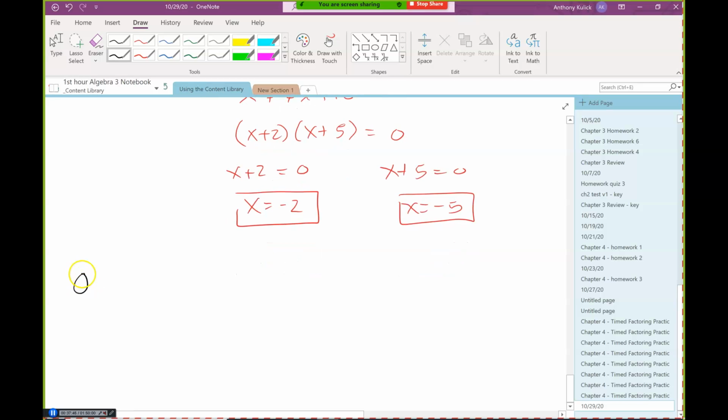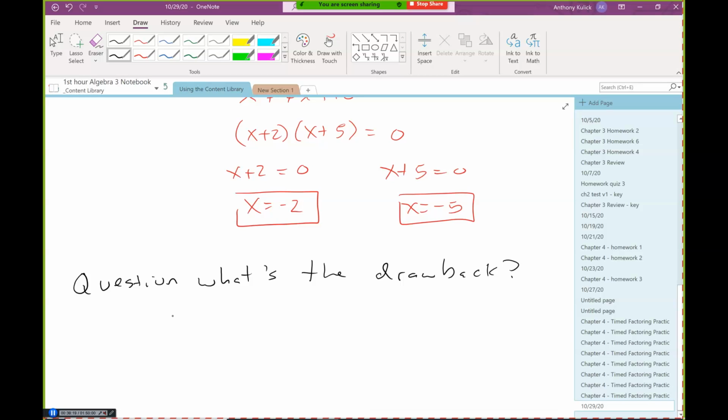That's good. Here's the question. What's the drawback here? What's the problem? Why is solving going to take a couple of days if this has all been so easy so far? Maybe a value for x. Is there going to be a new value for x? Probably not, right.